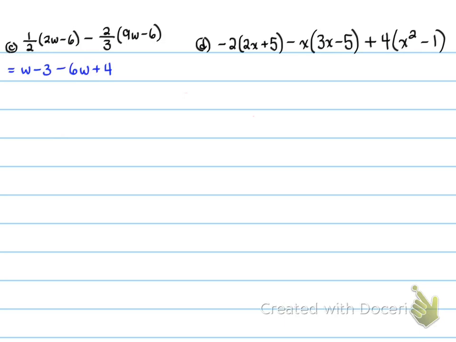Now we need to collect like terms. w minus 6w, and negative 3 plus 4, gives us negative 5w plus 1.